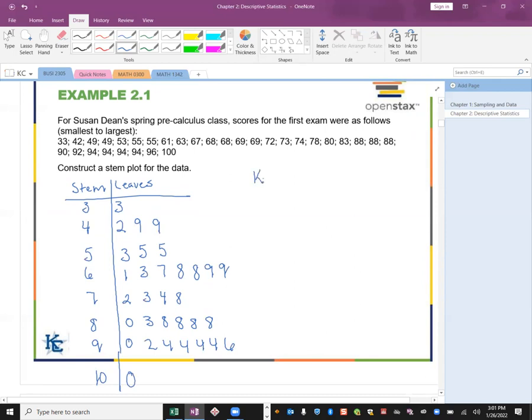A lot of times we need a key, and this is just so that everybody understands what the stem and the leaves represent when they take a look at your graph. So our key would look like this, and we would say that this represents 33.